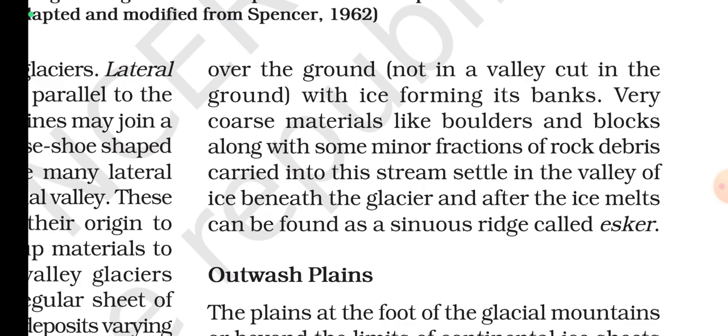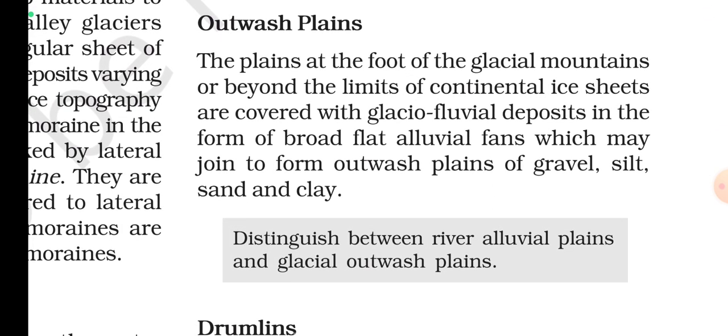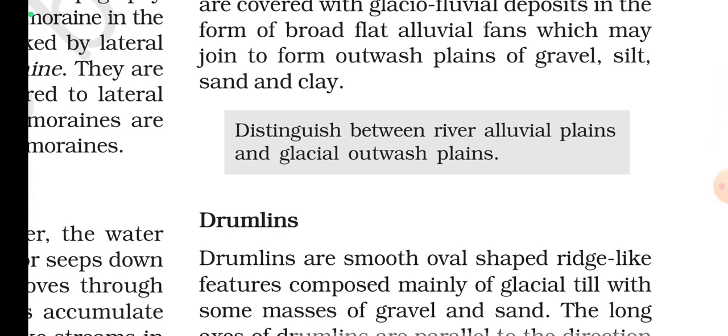Very coarse materials like boulders and blocks along with some minor fractions of rock debris carried into the stream settle in the valley of ice beneath the glacier, and after the ice melts can be found as a sinuous ridge called esker. Outwash plains, the plains at the foot of the glacial mountains or beyond the limits of continental ice sheets, are covered with glaciofluvial deposits in the form of broad flat alluvial plains which may join to form outwash plains of gravel, silt, sand and clay.